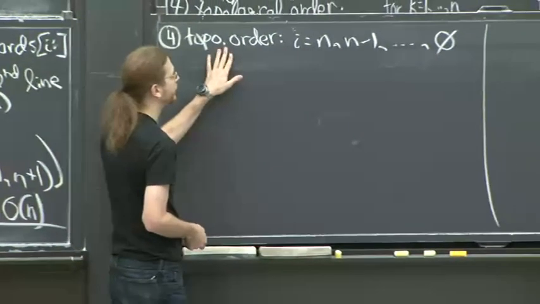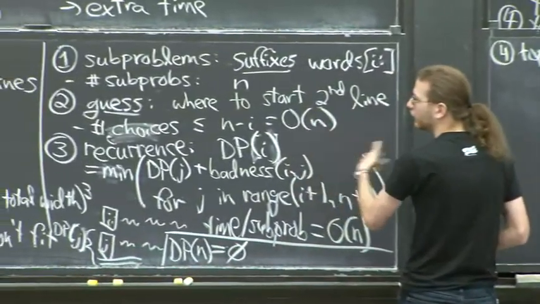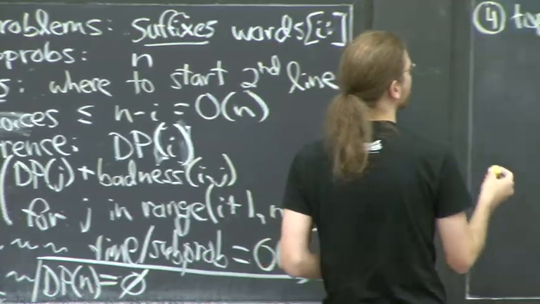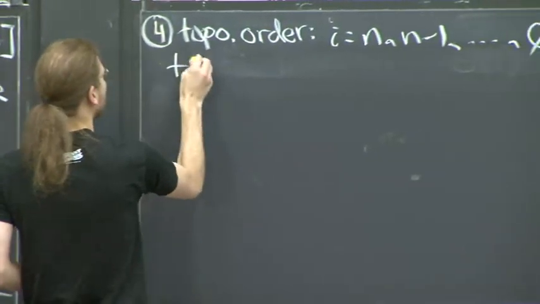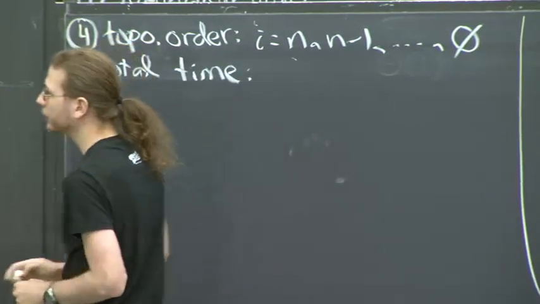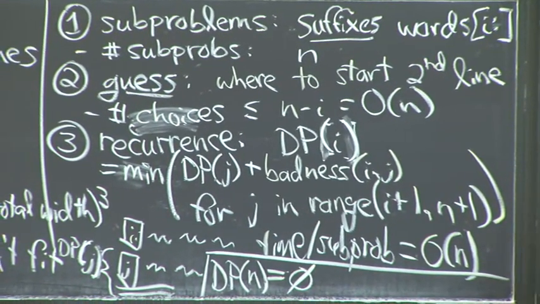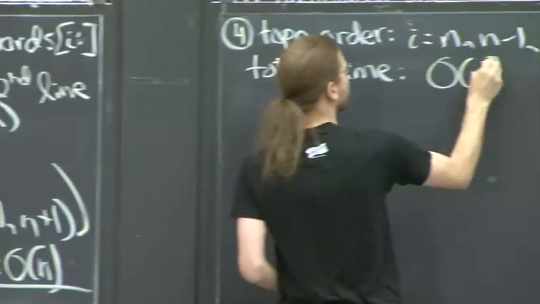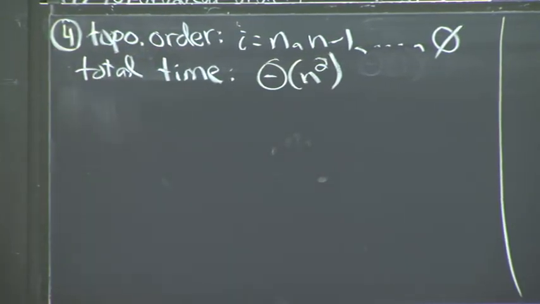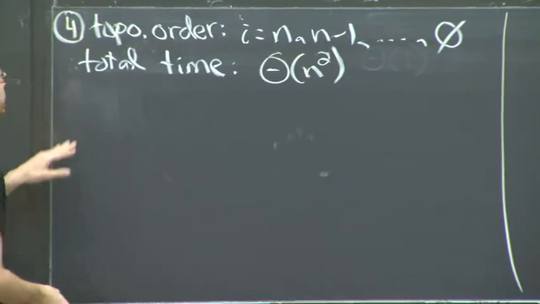OK, so that's our topological order. This one, of course, is instantaneous. And then we work backwards. And always, whenever we need to compute something, we already have the value. The total time we get is going to be the number of subproblems, which is n, times the running time per subproblem, which is order n, which is order n squared. And in the worst case, it is indeed theta n squared. Although in practice, it's going to work better because lines can't be too long. So that's the running time.